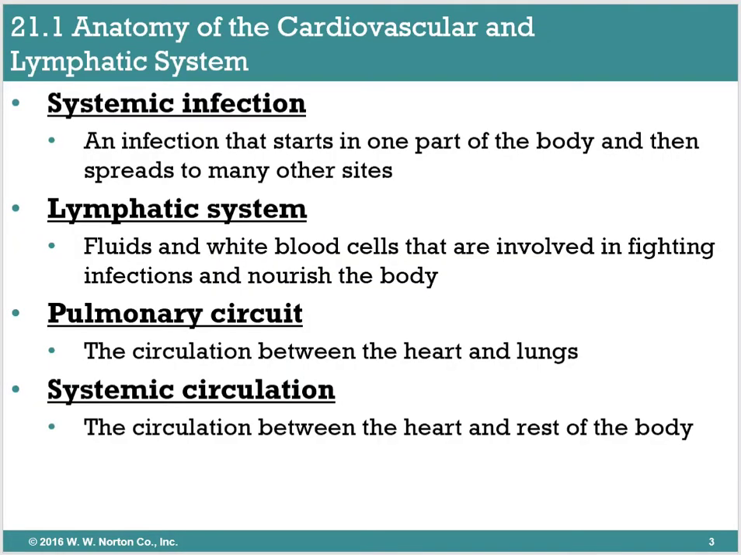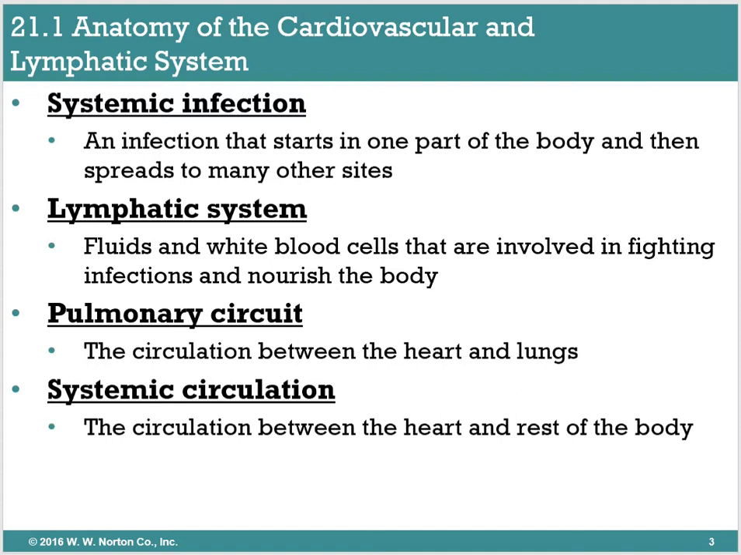Okay, so a systemic infection, this is where it starts in one part of the body, but then it spreads to another site. And generally that travels through the lymphatic system or through the cardiovascular system. So the lymphatic system, this is where fluids and our white blood cells are involved in fighting off infections and then also providing nutrients throughout our body. And then the pulmonary system, this is the circulation of blood that will actually go through our heart and lungs, whereas the systemic, this is the cardiovascular circulation that will travel between the heart and the rest of the body.